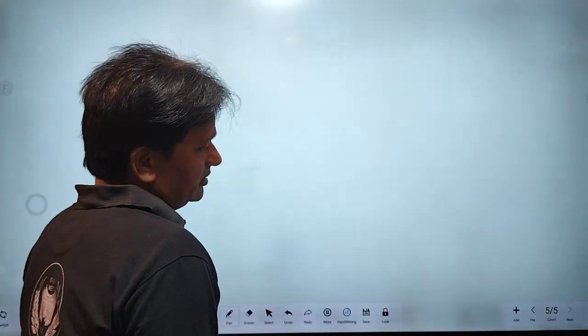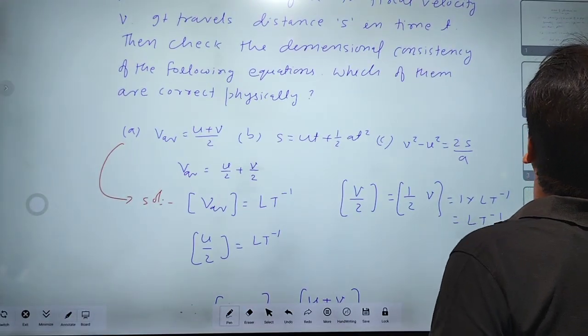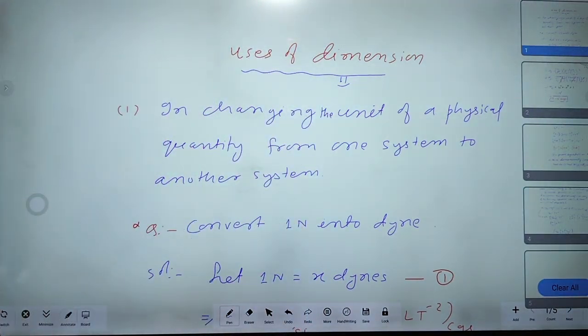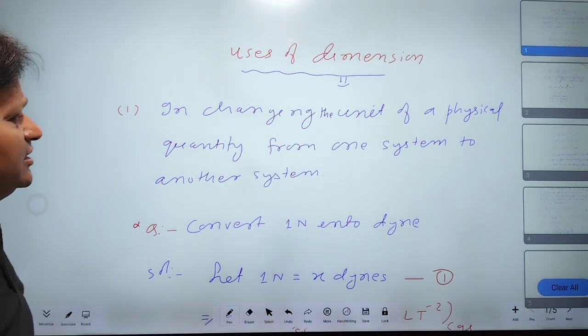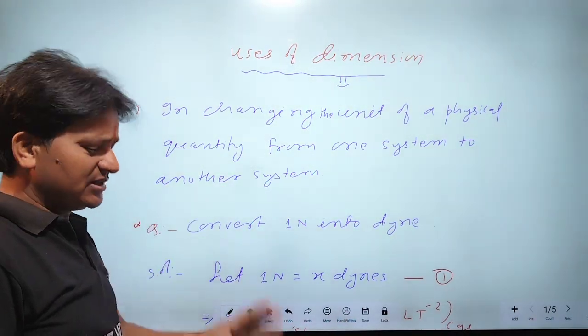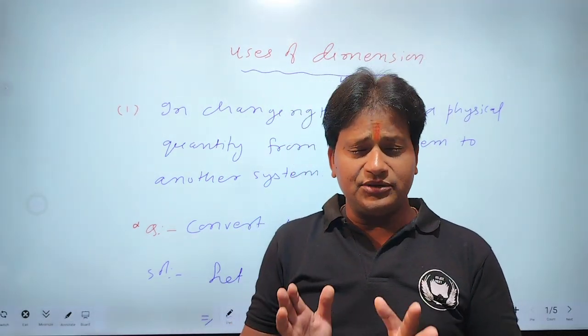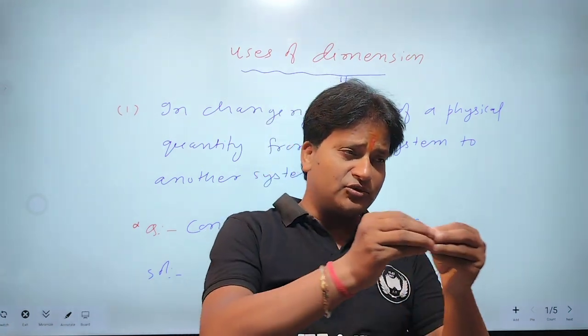Today, I am going to discuss usage of dimension. First is in changing the unit of a physical quantity from one system to another system. How to change the unit of a physical quantity from one unit system to another unit system?